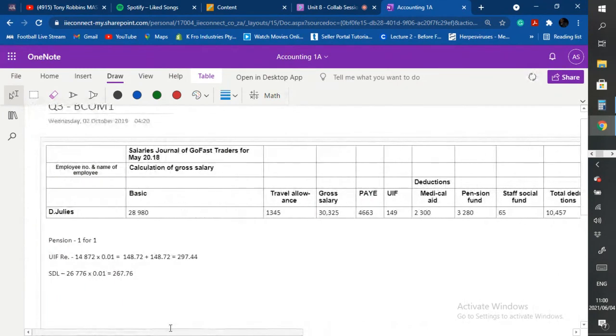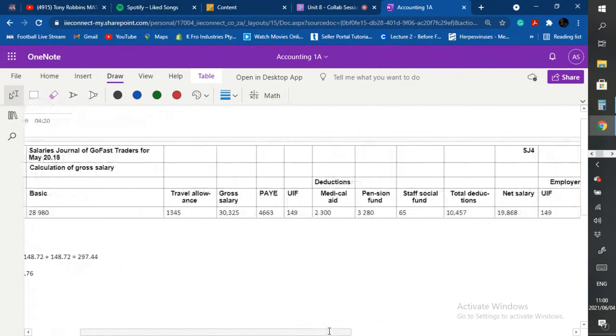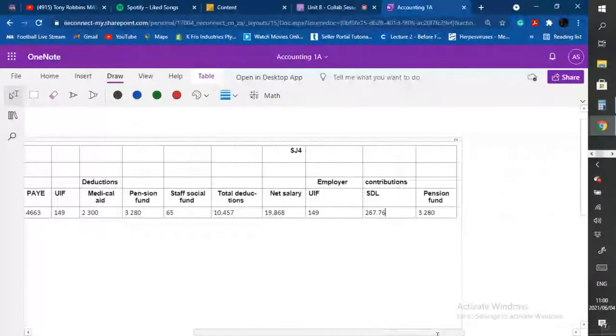Now be aware, the deductions that we have here are not all the same for every single company. Some companies don't have this staff social fund, and in some companies the employer also contributes to medical aid, but in this particular scenario they're not contributing anything towards medical aid. So just be cognizant of that.